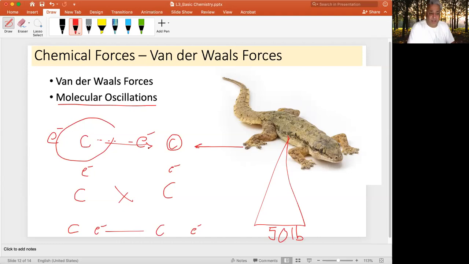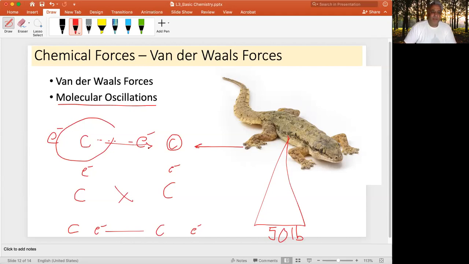But there's enough there to keep the gecko attached to the ceiling. You might be saying, how does the gecko then take the next step? Well, the gecko is very clever. It peels off its toes, the heel first, so that there's enough force there to break these van der Waals forces. So it sort of rolls its foot off, right? Then it takes the next step by slapping it down.